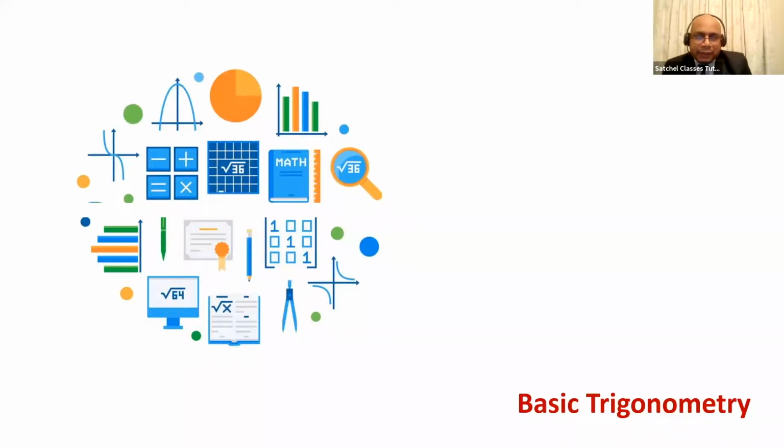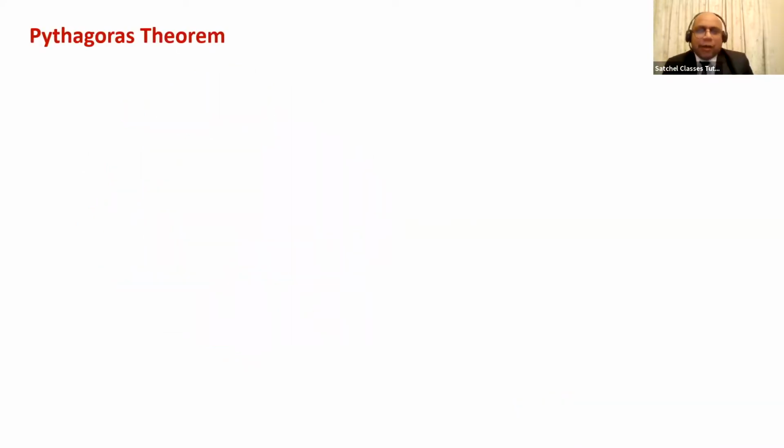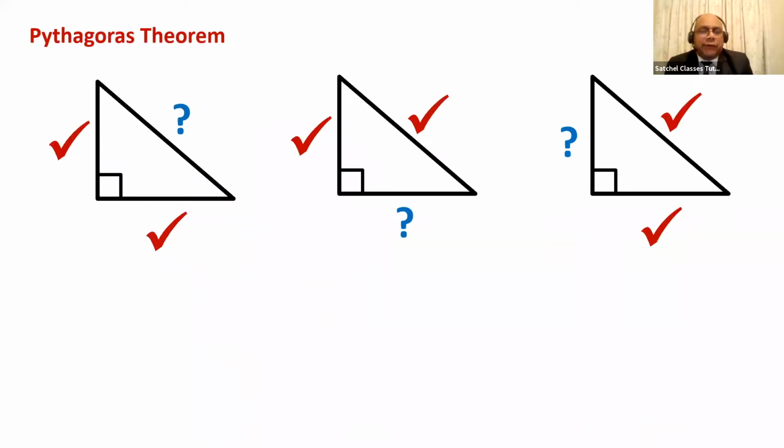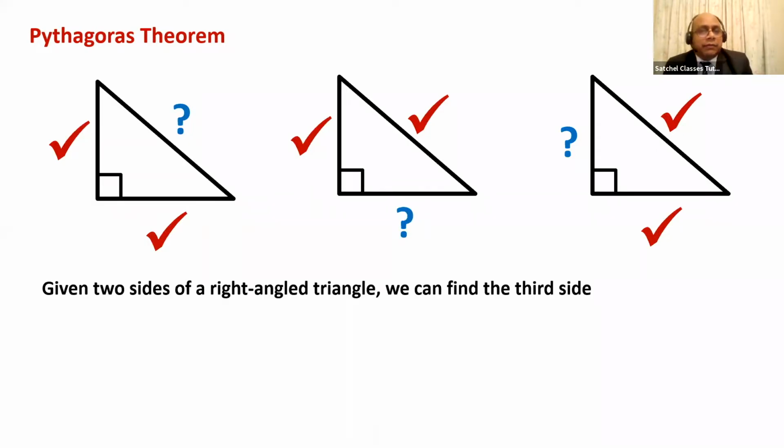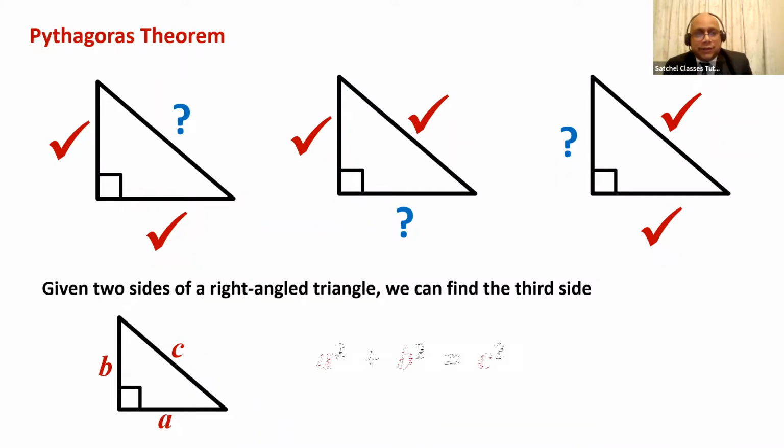Let's begin with what we did in the last lesson, Pythagoras theorem. Now, where do we use Pythagoras theorem? As you know, Pythagoras theorem gives us a relationship between the three sides of a right angle triangle. So, if I know any two sides of a right angle triangle, we can easily find the third side using Pythagoras theorem, right? We know that Pythagoras theorem suggests a squared plus b squared equals c squared, which is the same as saying the squares of the two sides which make up the right angle, if I add them, I'll get the square of the hypotenuse.